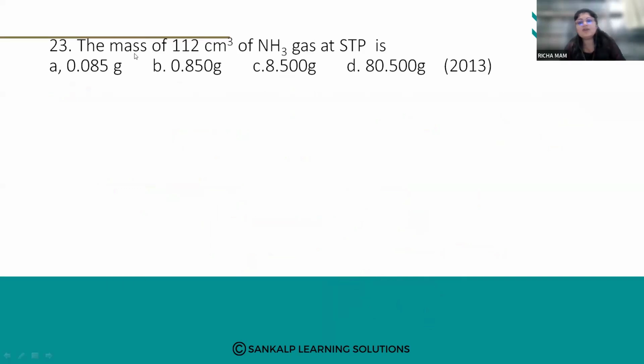The mass of 112 cm cube of NH3 gas at standard temperature pressure is: A, 0.085 grams; B, 0.850 grams; C, 8.500 grams; and D, 80.500 grams. So what is the mass of 112 cm cube of NH3 gas?